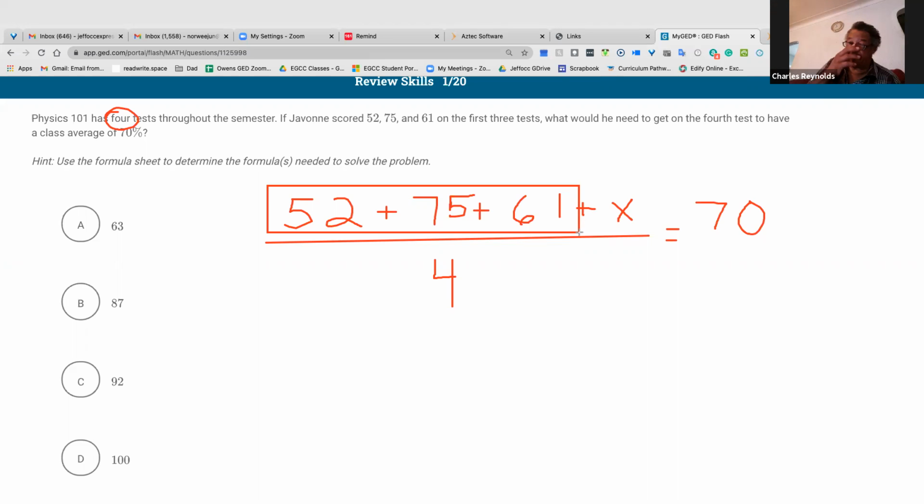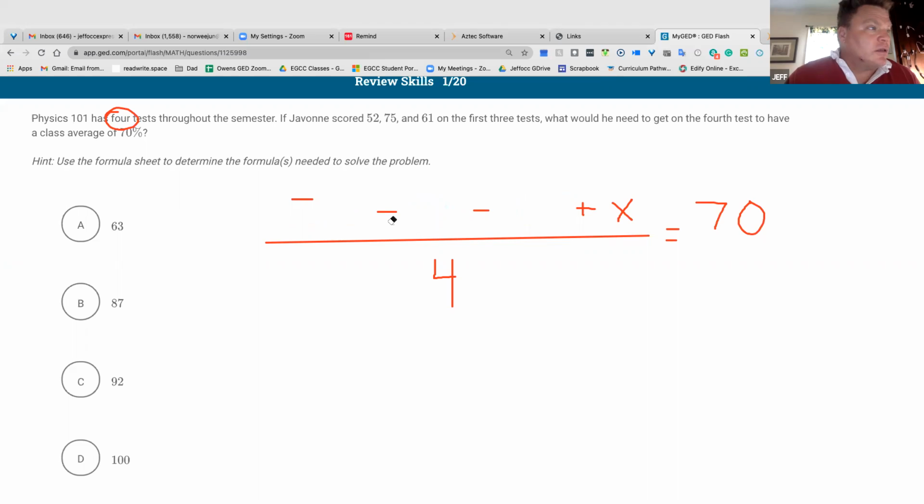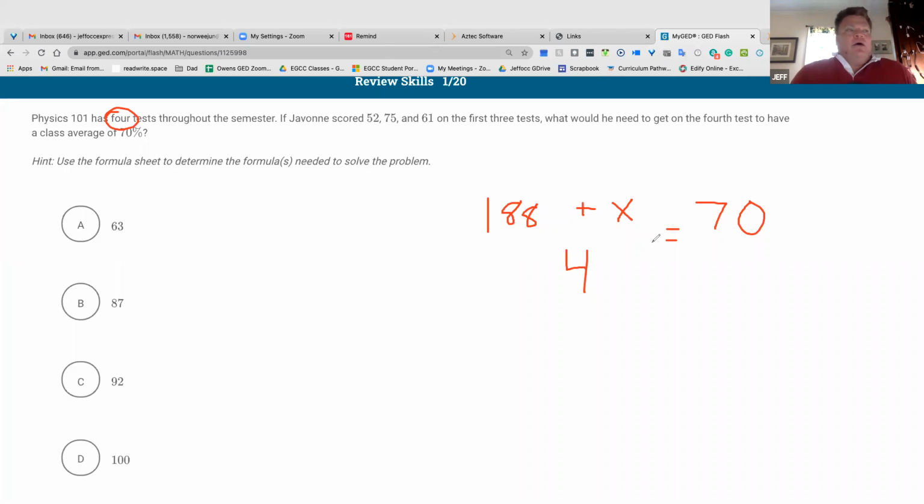$188. Damn, you're fast, man. Okay, so I'm gonna do that. 188. And I'm gonna neaten up this stuff here, make it a little less crazy looking. Okay, now we're 2 steps away from getting this answer.